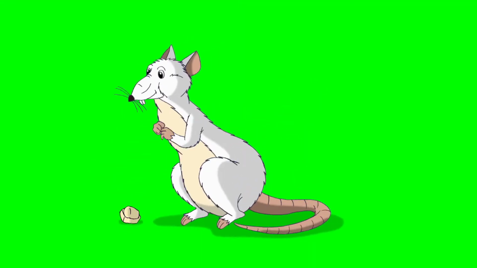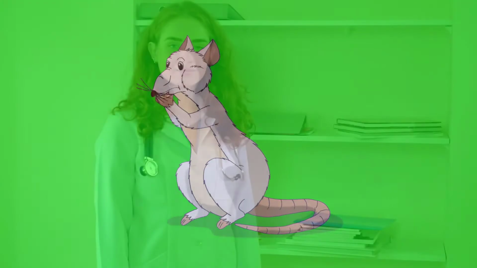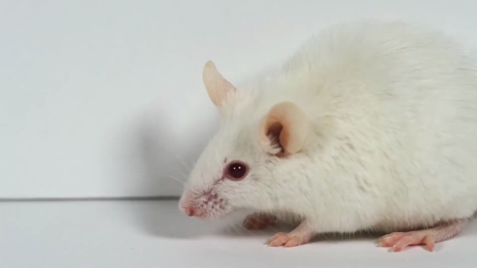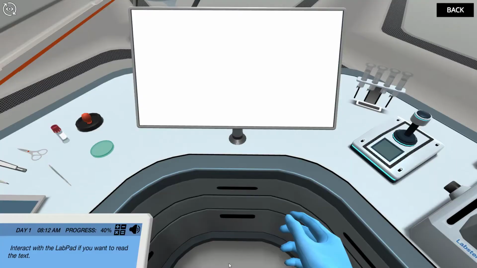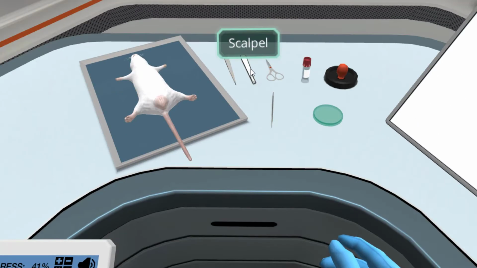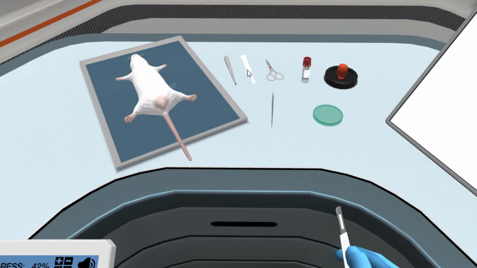I have a rat here that was humanely euthanized, so you do not need to worry about this part. I will guide you step by step through the dissection of the relevant structure from the nephron and setting up the reabsorption experiment. We first need to dissect the rat and find the kidneys in the abdomen. Pick up the scalpel on the workbench. Dissect the rat.